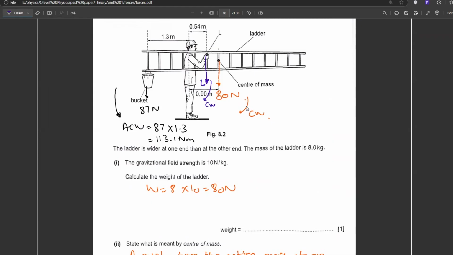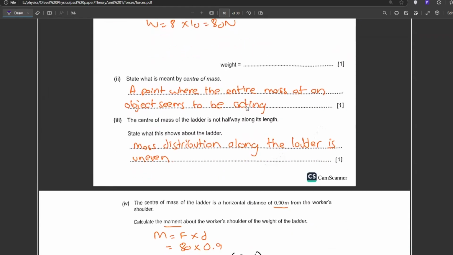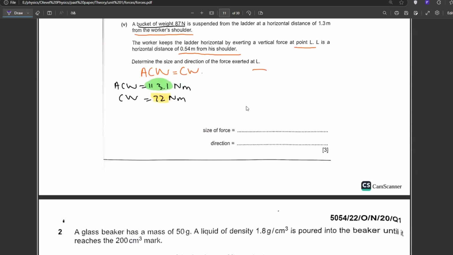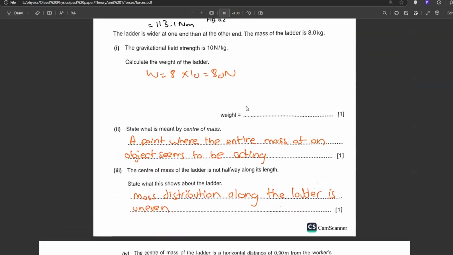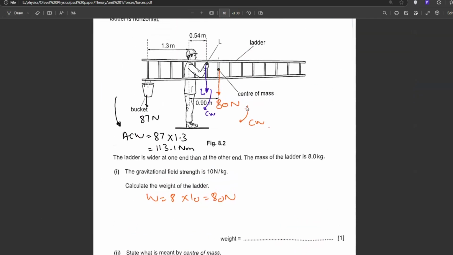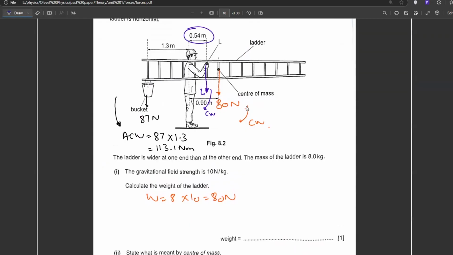Now what will be the value of this clockwise moment? Let's calculate that. What is the deficiency, or you can say the difference in the anti-clockwise and clockwise moment? 113.1 minus 72 gives you an answer of 41.1. So this should be your extra clockwise moments. Your force is L. What is your distance? I guess the distance is 0.54 meters.